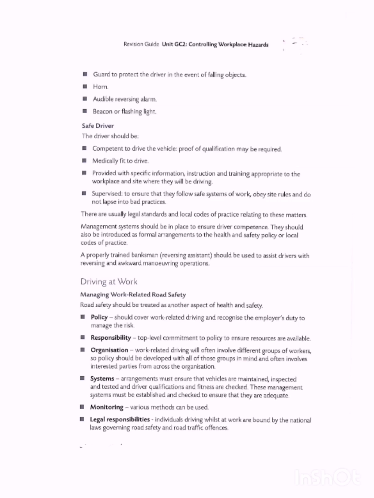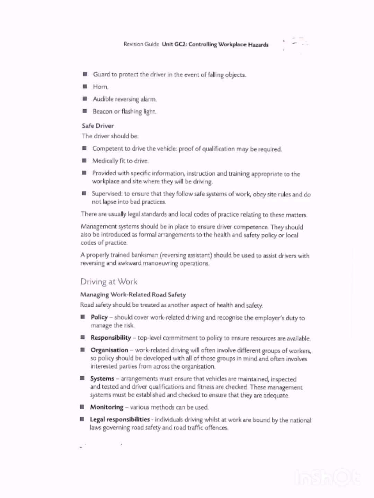They should also be introduced as a formal arrangement to the health and safety policies of that company or local code of practice. A properly trained banksman, reversing assistance, should be used to assist the driver with reversing and awkward maneuver operations, right? Then I'm going to talk about another point.